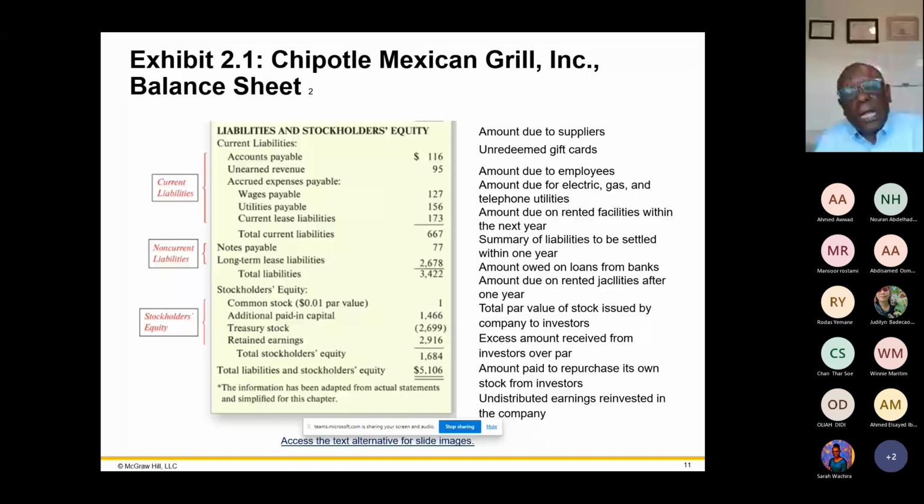I'm assuming, as I have not checked the current market price for Mexican grill, that the current market price should be maybe between $17 to $20 per share. So at the same time, how much will you pay for those 100 shares? You will pay $17 per share, so let me put it as a simple one: 1,700. So you can see the difference will be what we call additional paid in capital.